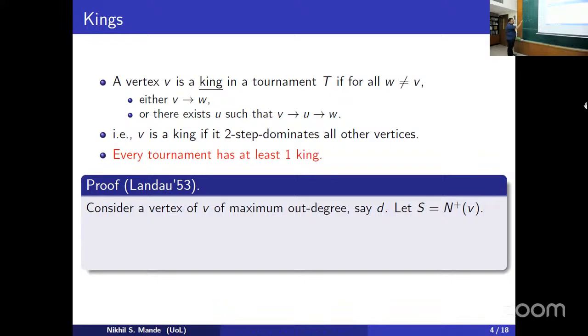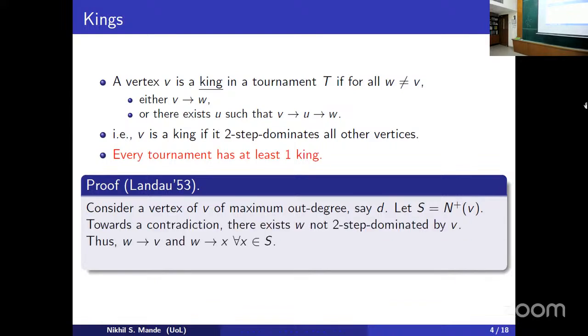So towards a contradiction, suppose this is not a king. That means there is another vertex W that is not two-step dominated by V. So in particular, there is no edge from V to W. That means the edge between W and V must be in this direction. Also, there is no length 2 path from V to W. So that means all edges here also must be in this direction. So then if you count the out degree of W, you have D from here and 1 from V. So that's a contradiction, and therefore V is a king. Yeah, if you want a formal proof.